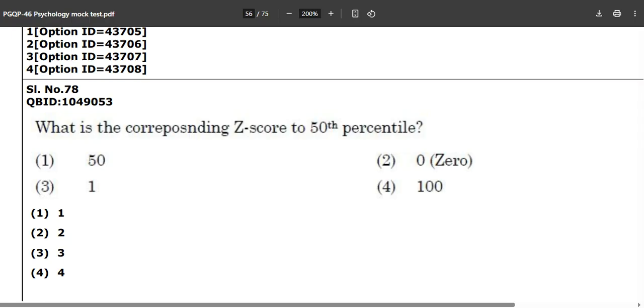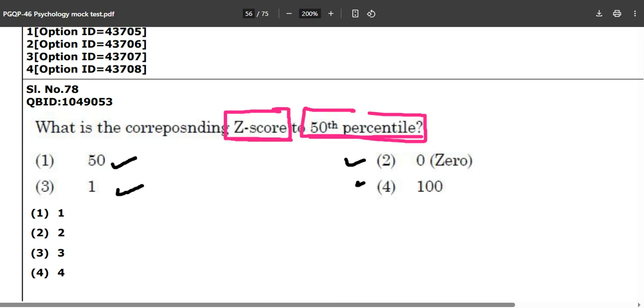Now this particular question: what is the corresponding Z score to the 50th percentile? This question has been mixed with your standard score, Z score, NPC and all those things. The options are 50, 1, 0 and 100. So how can you answer this correctly?